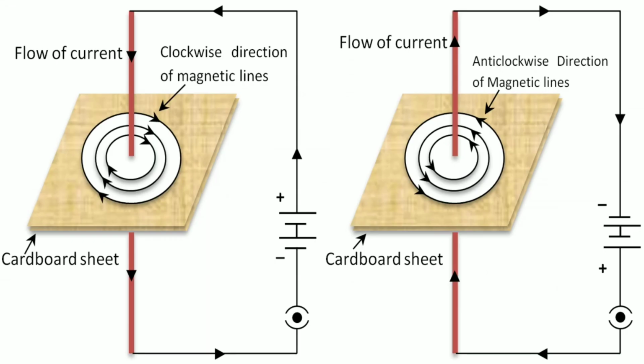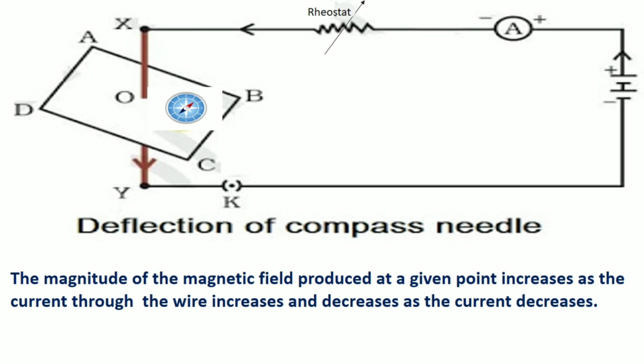We also observe the direction of the magnetic field lines gets reversed if the direction of the current through the straight copper wire is reversed. If we vary the current in the circuit using the rheostat, the deflection of the needle changes. In fact, if the current is increased, the deflection also increases. And if the current is decreased, the deflection of the needle decreases.